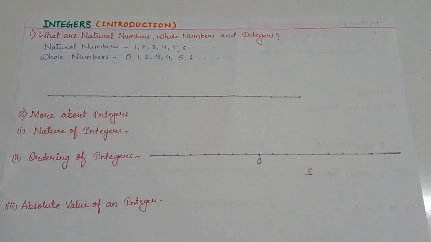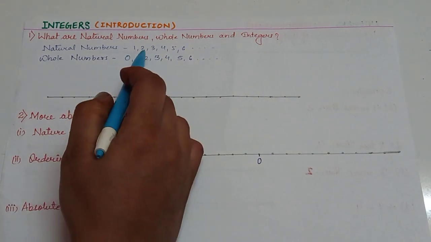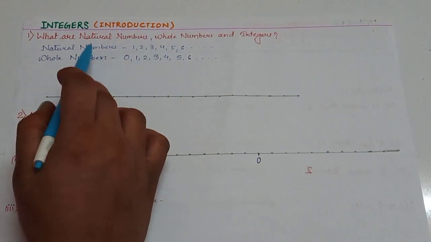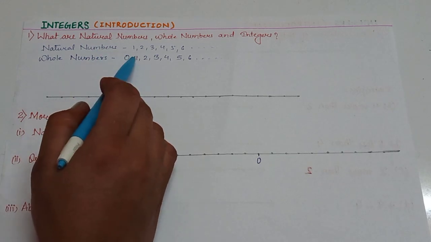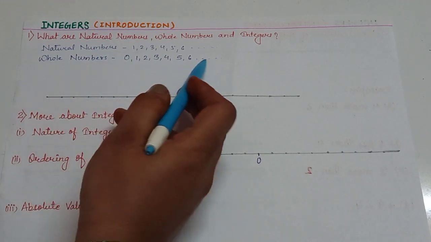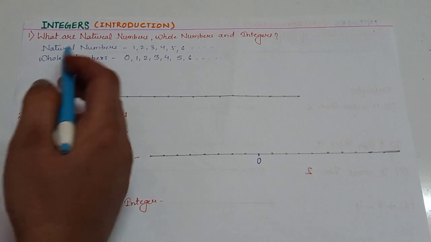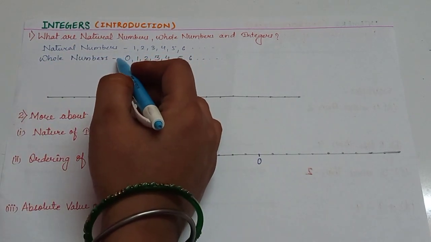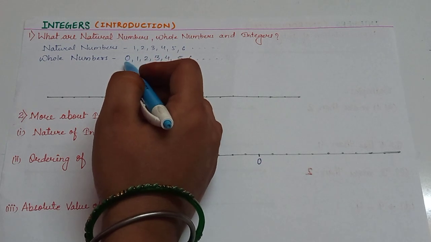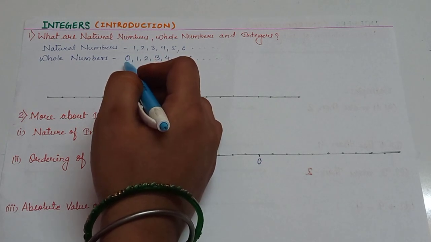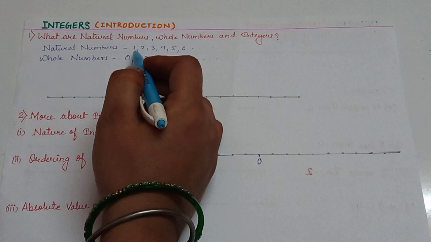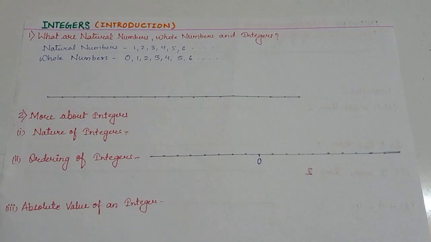But when we add 0 to this set of numbers, this set is called whole numbers. Here 1, 2, 3, 4, 5, 6 are called natural numbers, and 0, 1, 2, 3, 4, 5, 6 and so on up to infinity are called whole numbers. So the difference between a natural number and a whole number is only 0. In whole numbers we have 0 also, but natural numbers start with 1.